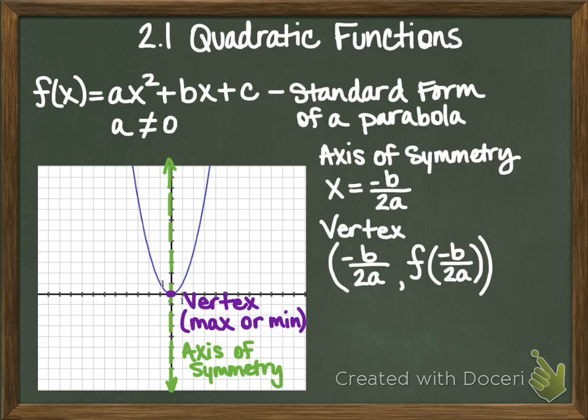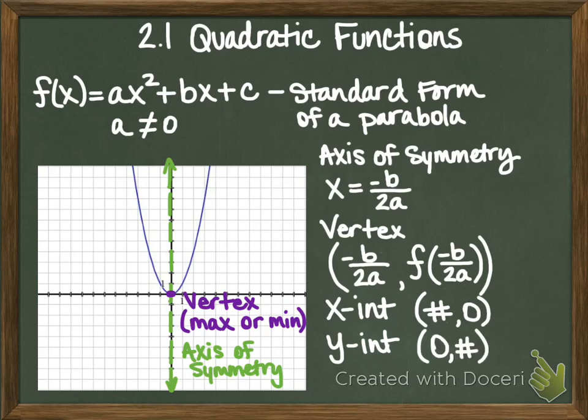Okay, we also want to know about the x and y intercepts, and we've talked about those before. Remember that the x-intercept is always a number, comma, 0, and the y-intercept is always 0, comma, a number. So you can plug in 0 for that variable and solve for the other variable to find those intercepts.